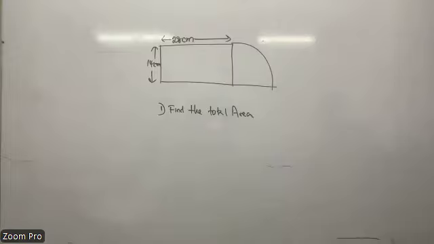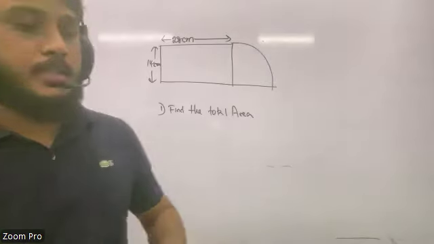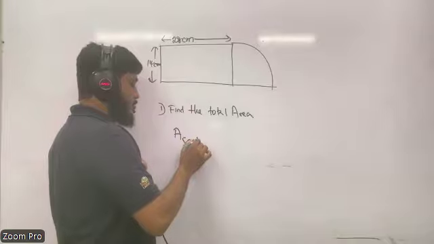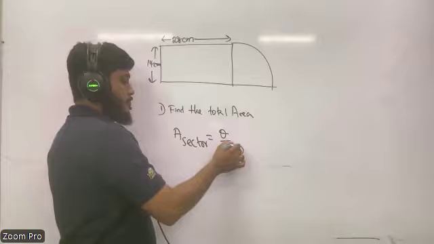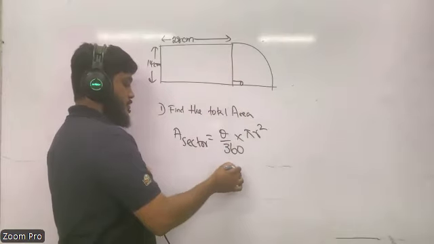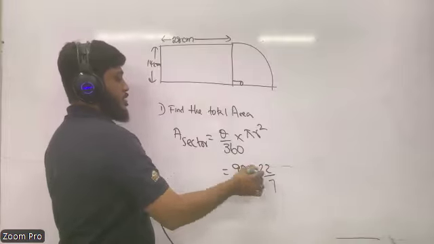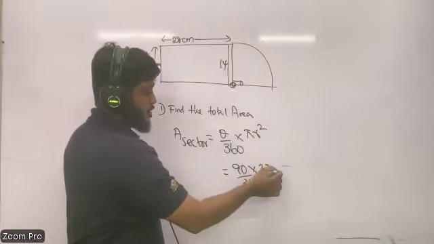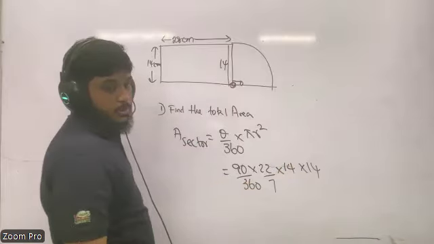Now we'll see the total area. First of all, I have to get this sector's area. How will you find the sector's area? It is theta over 360 into pi r squared. What is theta? 90, right? 90 over 360. Pi is 22 over 7. What is the radius? This is 14, from here to here. So the radius is also 14. I should write 14 two times.